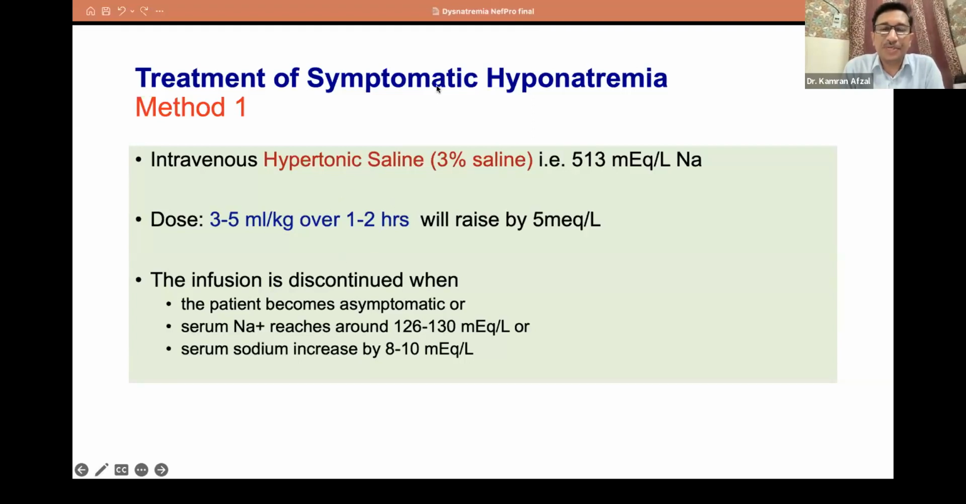If the symptoms resolve in this period, we discontinue the infusion. Else, if you find that the sodium has risen by 8 to 10 milliequivalents or has reached around 125 or 130 milliequivalents per liter, again, we discontinue the infusion. So this is one method, where we give the whole volume as an infusion over 1 to 2 hours, and then we reassess our sodium and also look at the patient symptomatically.